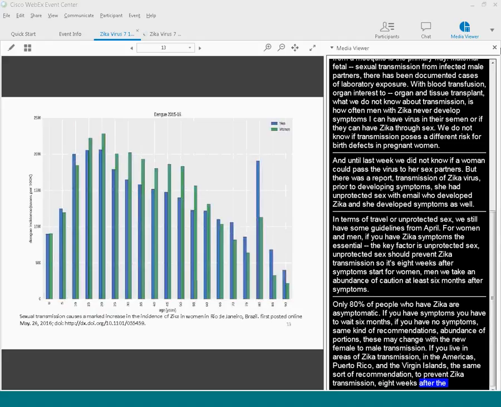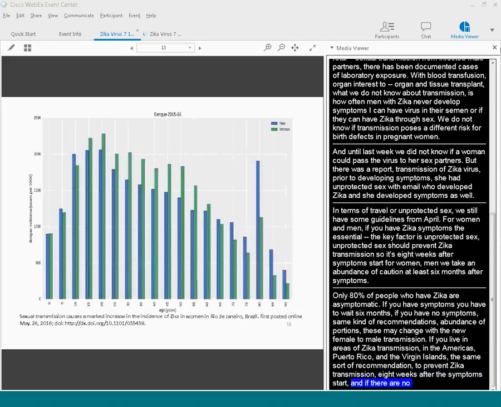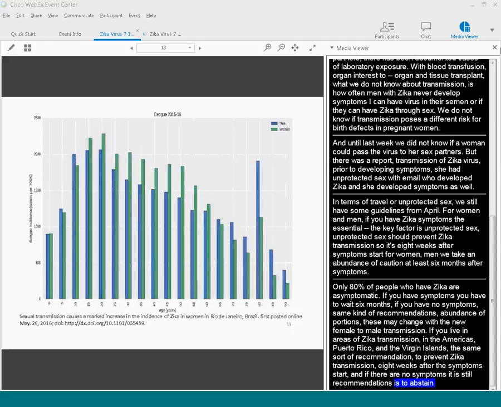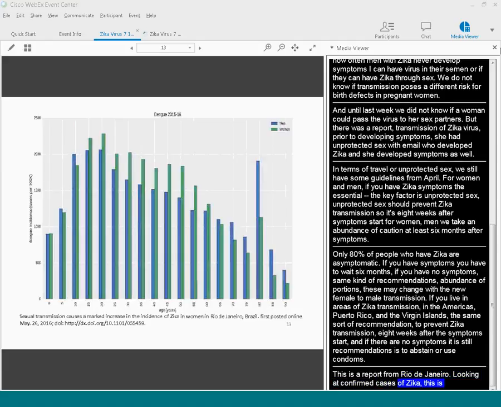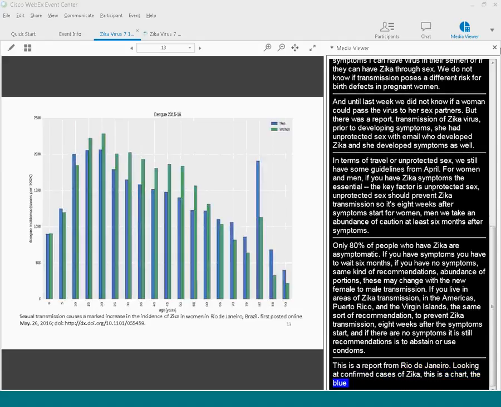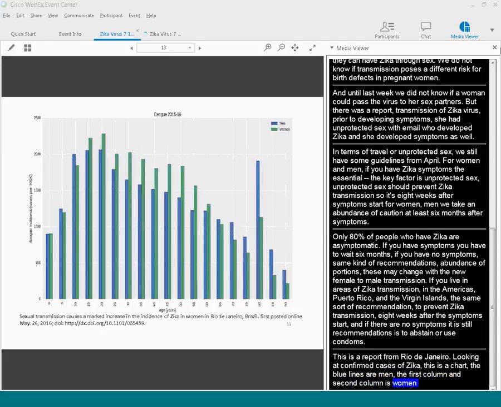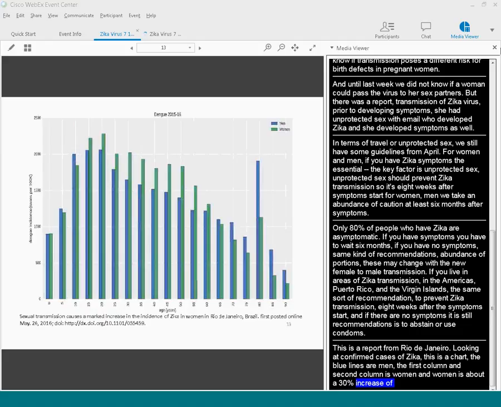Now, sexual transmission, there's an interesting report from Rio de Janeiro, from researchers there looking at confirmed cases of Zika. This is actually a chart. The blue line, if you see that, is men. The first column and the second column is green in women. And in women of childbearing age, there's about a 30% increase. This is dengue, again, another disease transmitted by mosquitoes. So a 30% increase in women who are diagnosed with dengue. So that's sort of a control measure for mosquito-borne viruses.